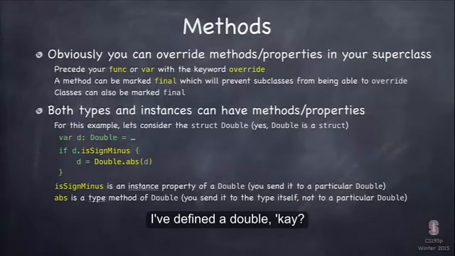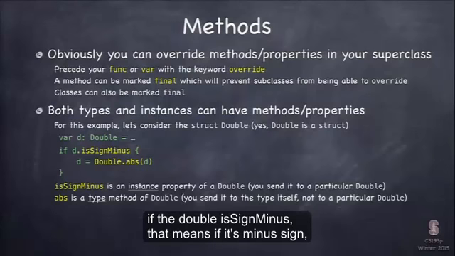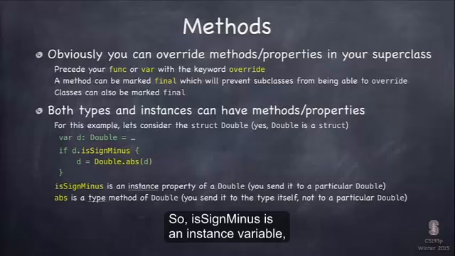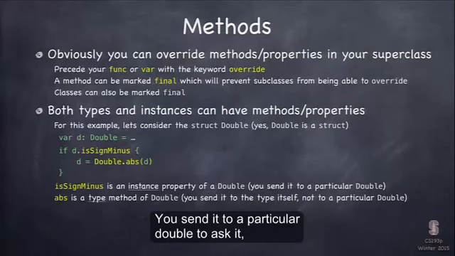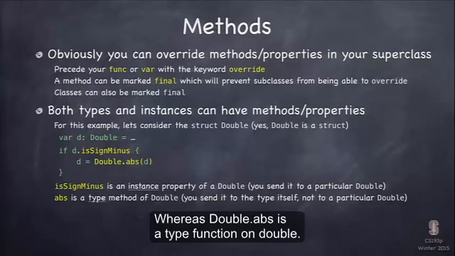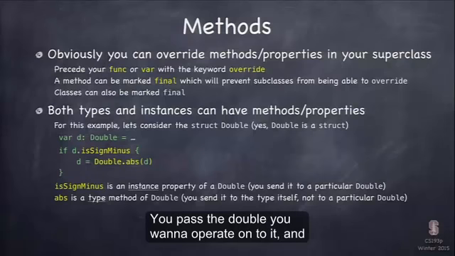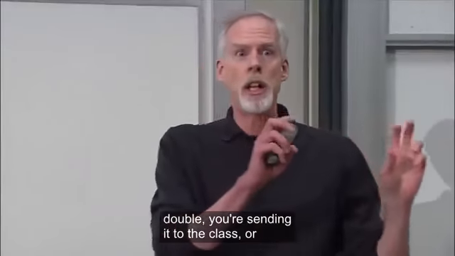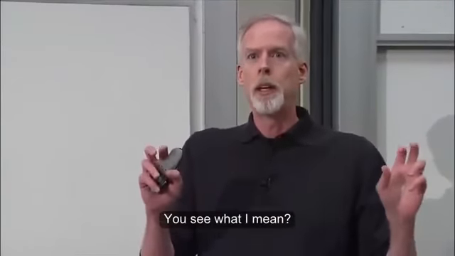I've defined a var, which is a double. And I say if the double is sign minus, that means if it's a minus sign, it's negative, then I'm going to set the double to be the absolute value of the double. So isSignMinus is an instance variable, an instance property. You send it to a particular double to ask it, is your sign minus? Whereas Double.abs is a type function on Double. You pass the double you want to operate on to it, and it works on it. But you're not sending abs to a particular double. You're sending it to the class, or the struct in this case, the type. You see what I mean?